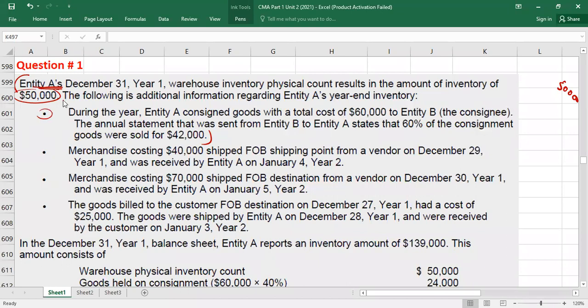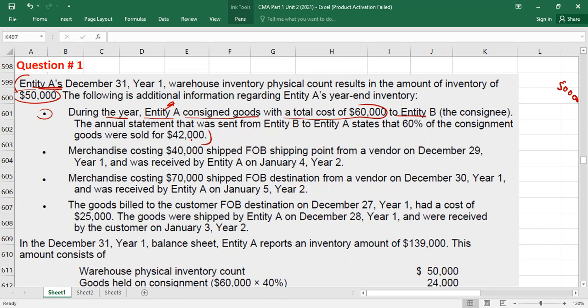So what is point number one? In this point, what's written, they're saying during the year entity A consigned goods with a total cost to entity B. And please don't forget, we are the consignor here. It is our inventory. So, as I told you, you have to identify your position. You have identified here that you are the consignor. Second thing, you need to identify unsold inventory held by the consignee. So we need to identify unsold inventory and then take its cost.